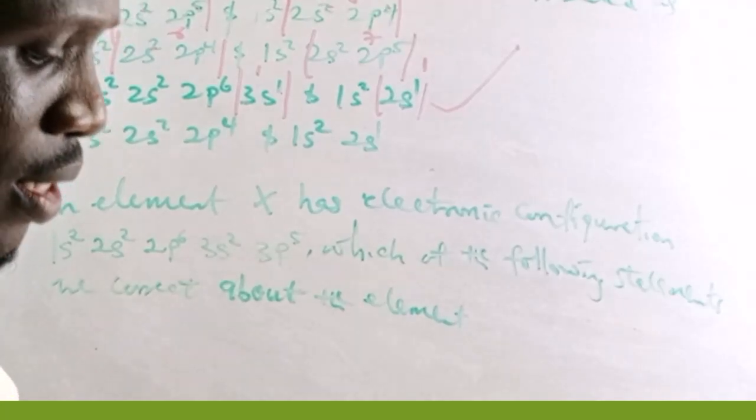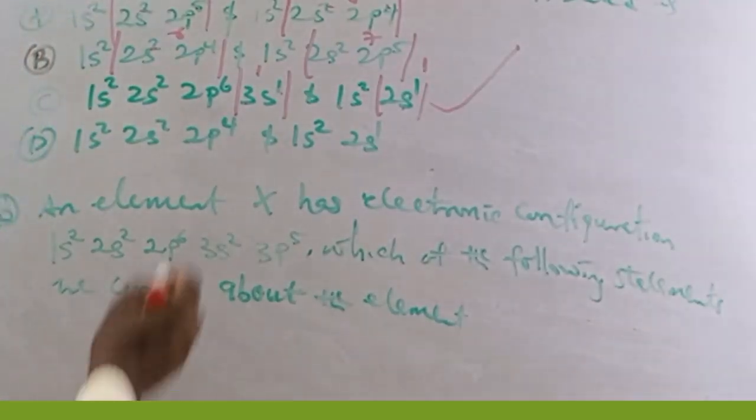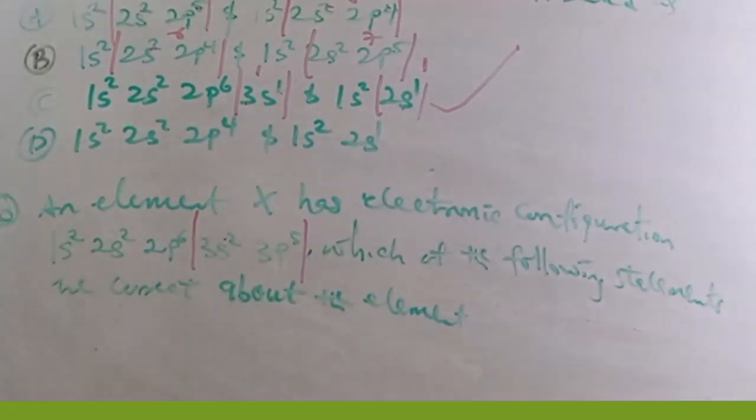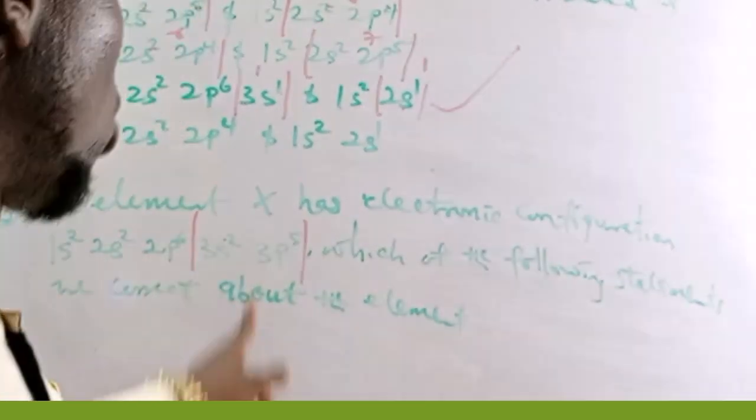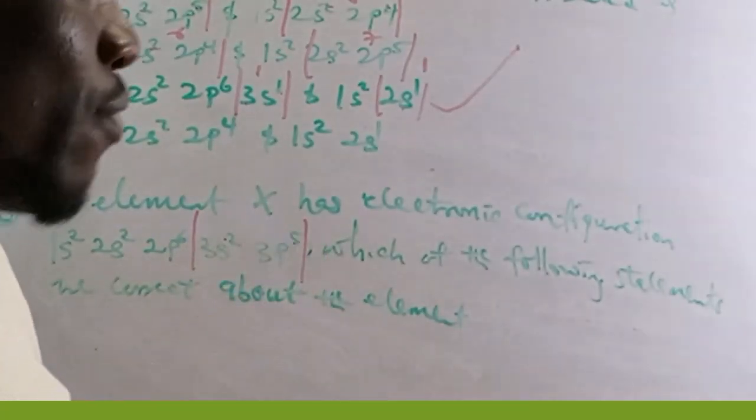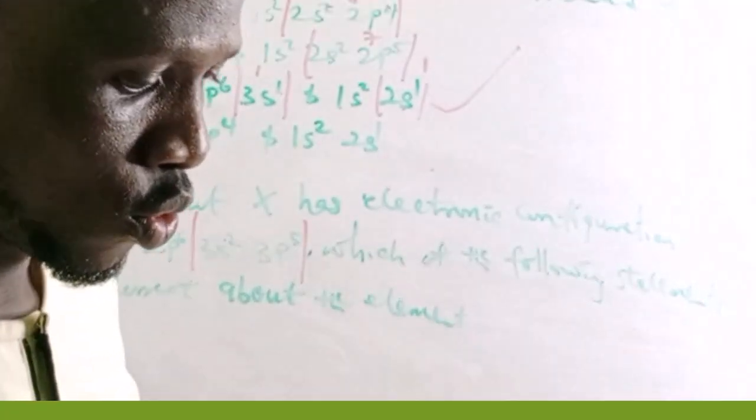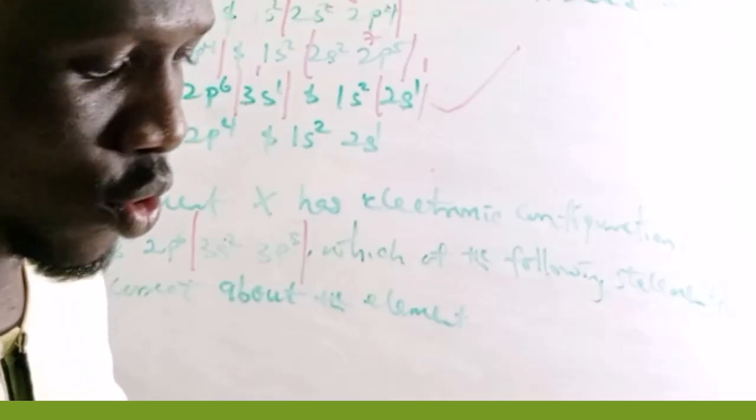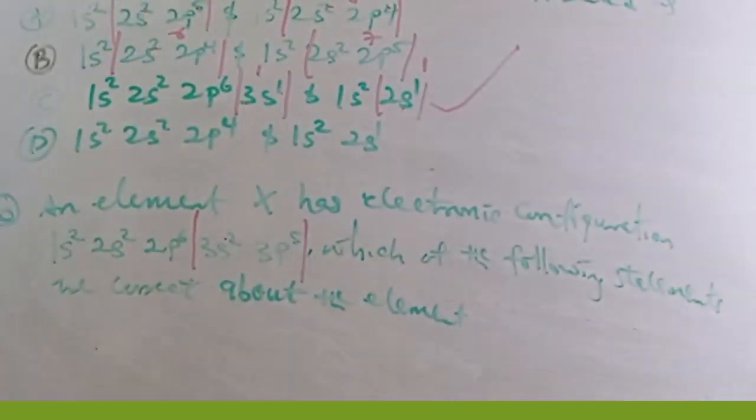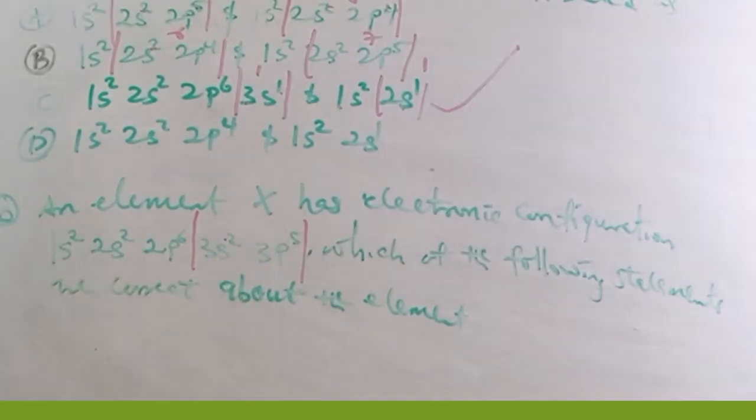Another one: it has 5 electrons in its outermost shell. What is the outermost shell here? The last energy level is the outermost shell. 2 plus 5 is 7. It does not have 5 electrons in the outermost shell. The valence electron, which is the number of electrons in the last energy level, is 7, not 5. Another option: it belongs to group 2 on the periodic table. No. Does it belong to period 2? No, it belongs to period 3 because the last energy level is 3. It does not belong to period 2.